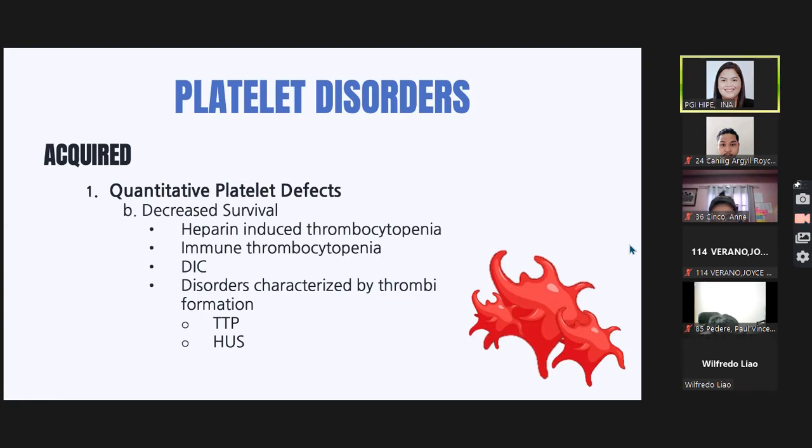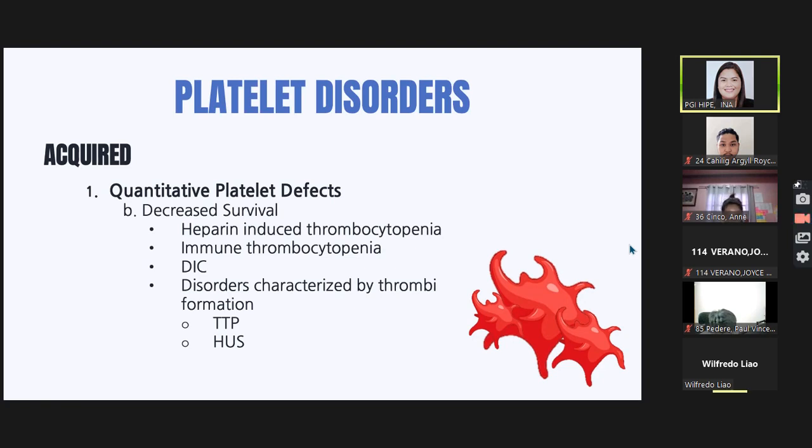TTP is characterized by the presence of very large von Willebrand factor molecules, hence causing increased activation of platelets due to endothelial dysfunction. This is due to a defect of ADAMTS13, a disintegrin and metalloproteinase with thrombospondin type 1, which cleaves von Willebrand factor molecules. It is characterized by a pentad of symptoms: fever, thrombocytopenia, microangiopathic hemolytic anemia, neurologic impairment, and kidney dysfunction.